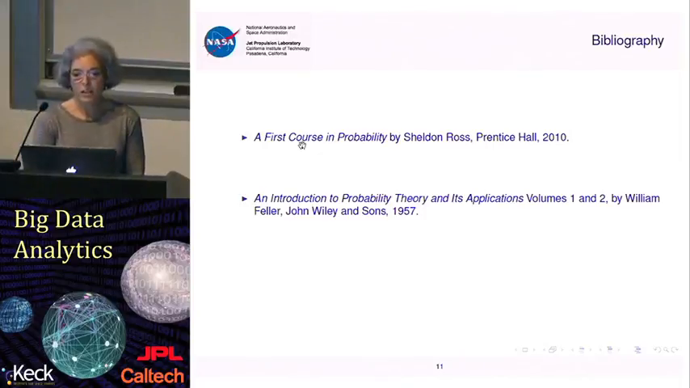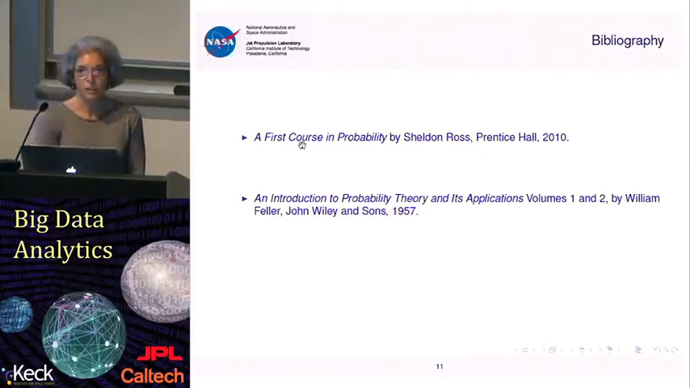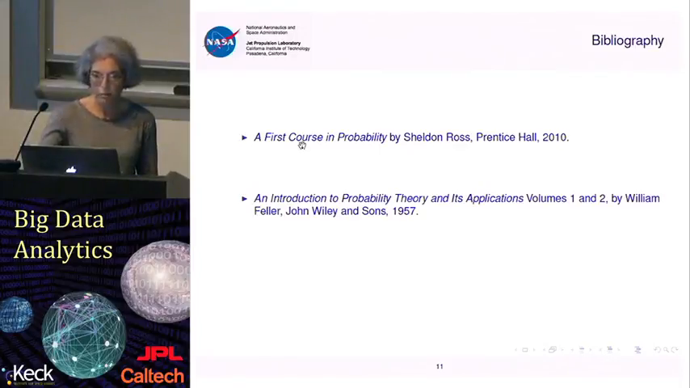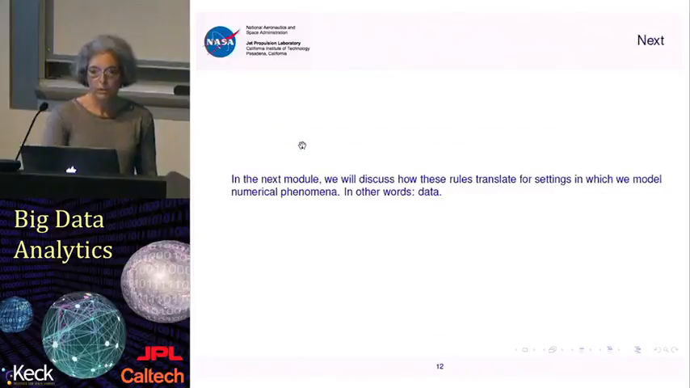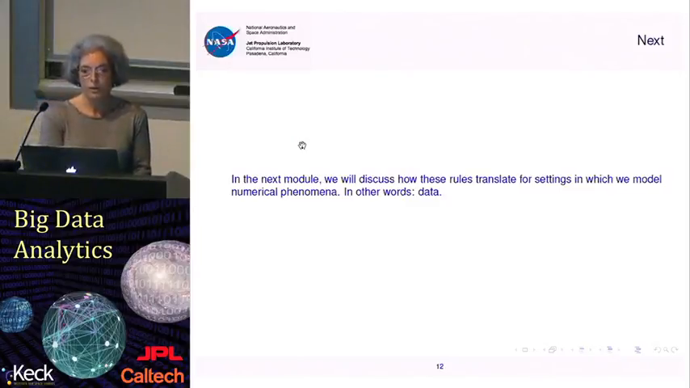Volume 1 is devoted exclusively to discrete probabilities, which we'll get to in a minute. Volume 2 is devoted to continuous probabilities, and they're both excellent, and they have great problems in the back if you like doing that sort of thing. So in the next module now, we'll discuss how these rules of probability will translate for settings in which we model numerical phenomena, in other words, data.